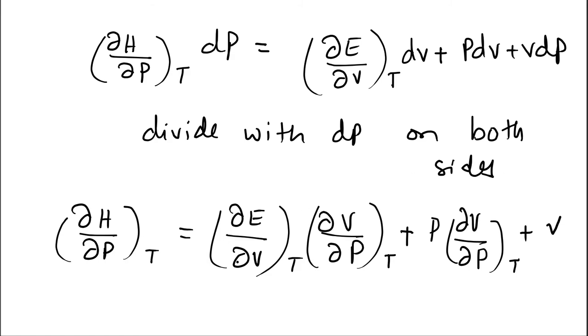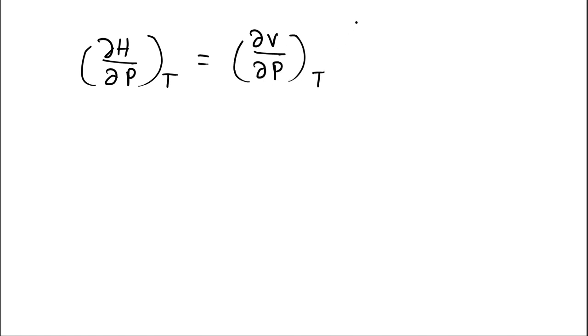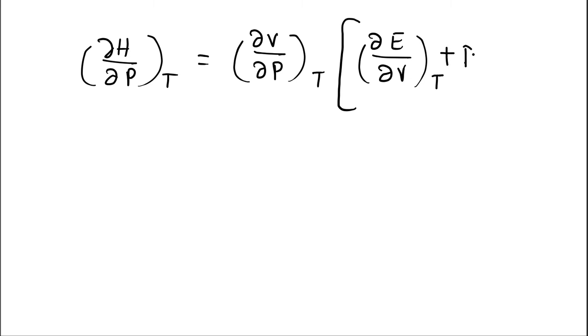So what we can take here, we have two things common: ∂V/∂P in this factor and ∂V/∂P in this factor. So this is a common factor. Therefore I take the common factor out, that is ∂H/∂P at constant temperature is equal to ∂V/∂P at constant temperature times ∂E/∂V at constant temperature plus P, this is a common factor, and what is left over? Plus V.